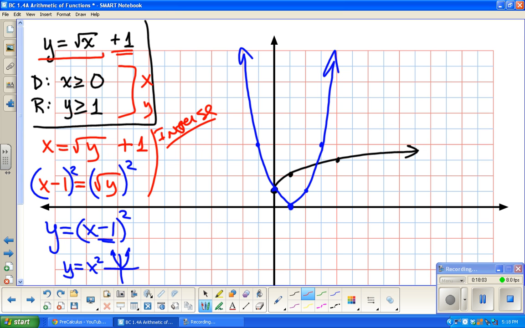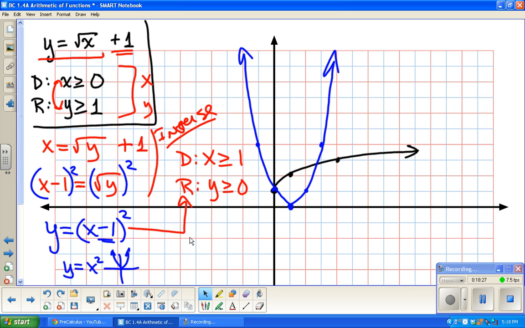So here's the issue. The domain and range of the new function, the inverse, there it is, should just be the same thing, only switched. Well, this was greater than or equal to 1 then, and now that we made them x's because we traded x and y, the y should be greater than or equal to 0. Well, what that means then is that we have a little bit too much graph here.